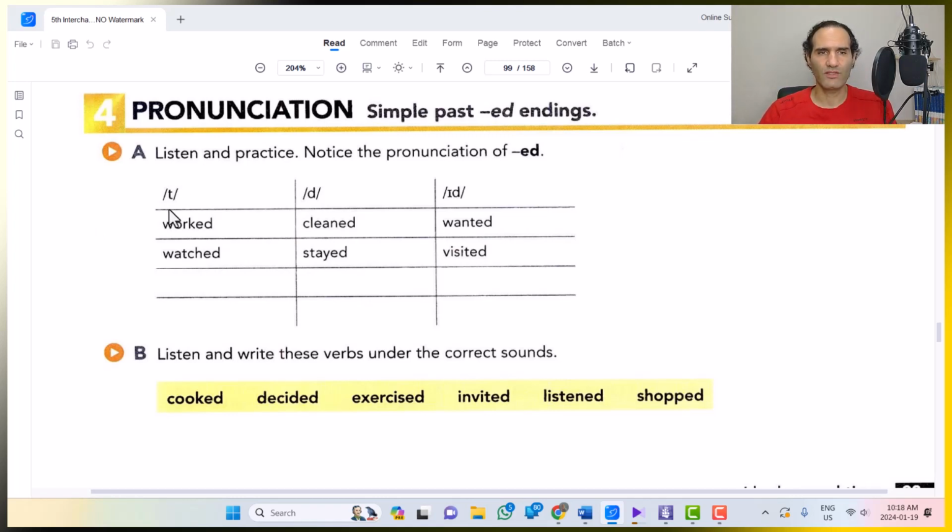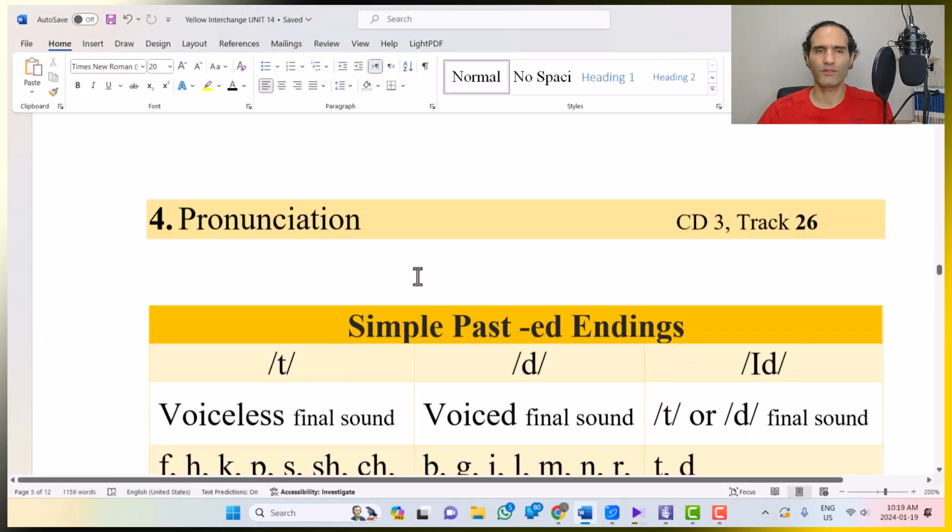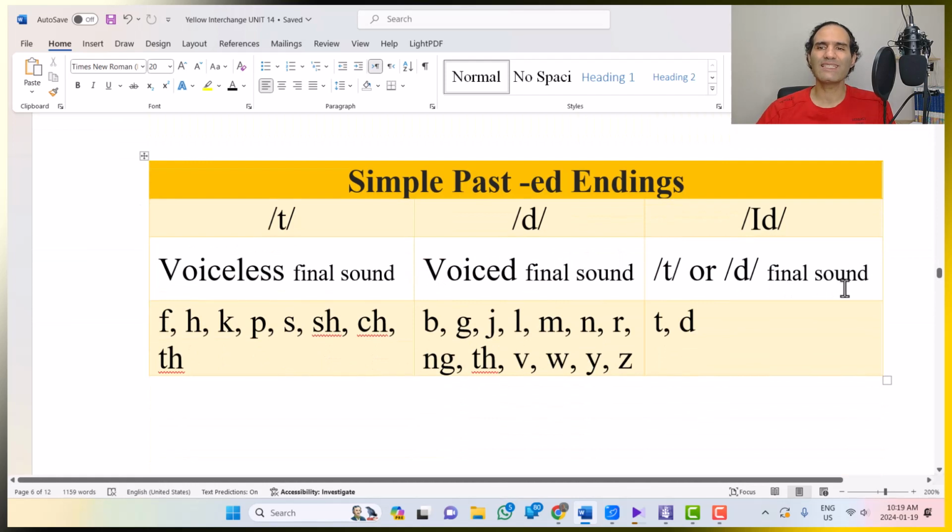Firstly, these 2 slashes, they show the sound. We don't read it T. It is T. And it is D, not D. And it is id. So, very simple. If the last sound of the verb that you hear is t or d, final sound, your past ed verb is pronounced id.